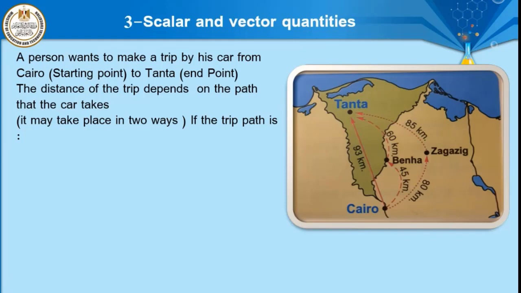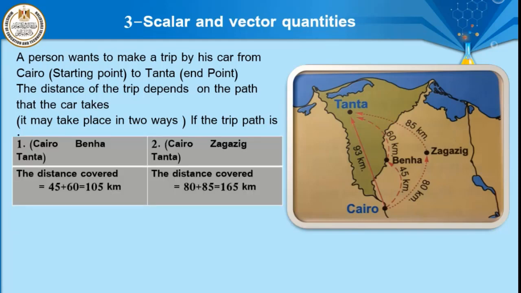Where is the starting point? Yes, Cairo, excellent. Where is the ending point? Yes, Tanta. The distance of the trip depends on the path that the car takes. For example, when it takes the distance from Cairo to Tanta in a straight line, it equals 93, but it may make the journey through Banha. This means that it covers the distance from Cairo to Banha, then from Banha to Tanta. So the distance covered by this car is 45 plus 60. But when this car covers the distance between Cairo and Tanta passing by the Gazik, it will cover 80 kilometers plus 85 kilometers. Which of them is the longest distance?